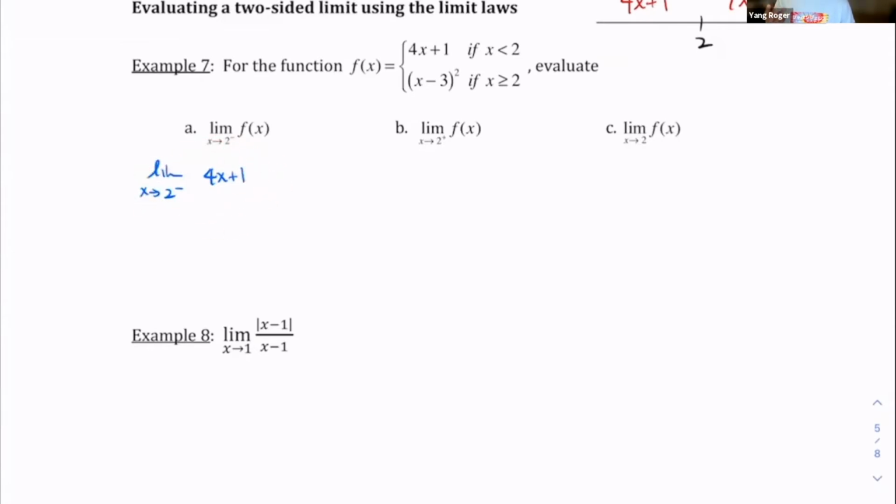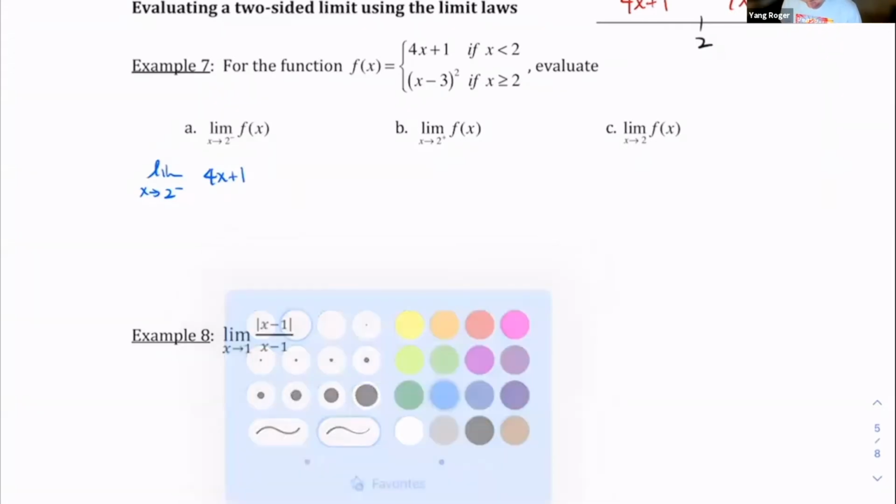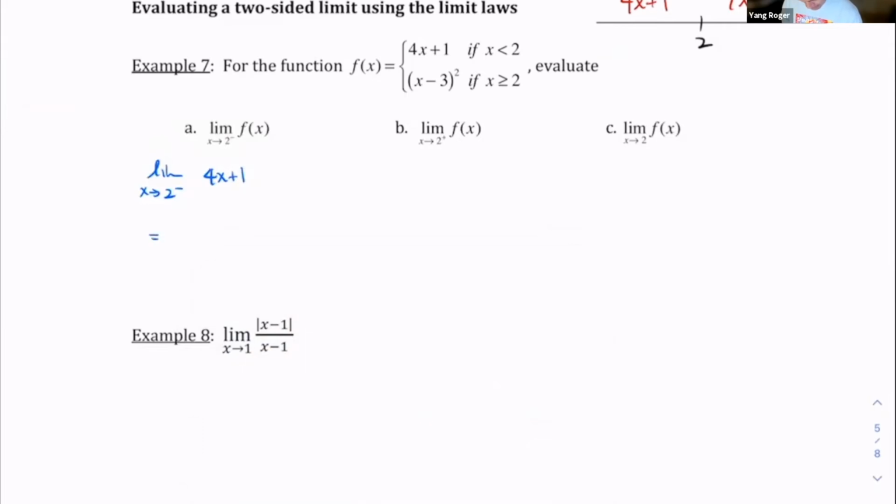Three-word phrase. First word begins with a D. That's right, we're going to use the direct substitution property because there's no problem with the domain. So I plug in the 2 and I get an answer of 9. Are there any questions about that? No questions.